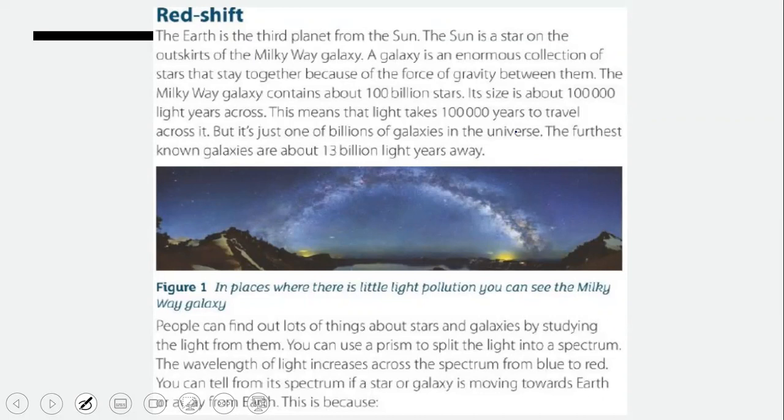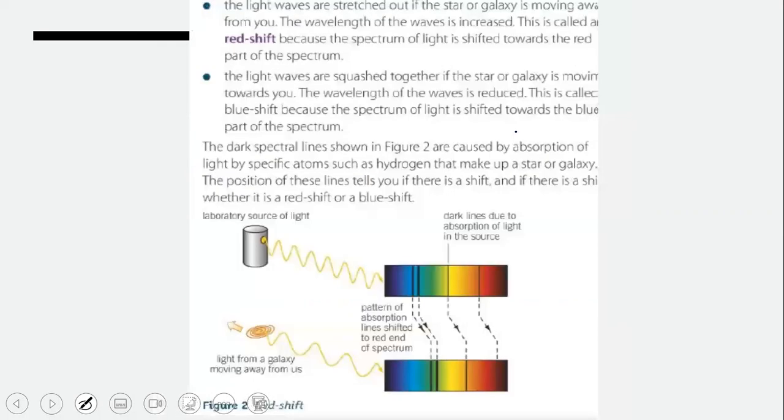Okay. Now, another thing we have to go over is our universe, right? So when we talk about our universe, we first need to talk about redshift. What is redshift? So when we are talking about the universe, we can take a look at the movement of the universe by looking at our wavelengths, right?